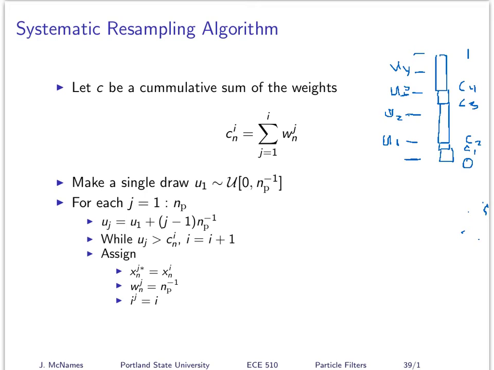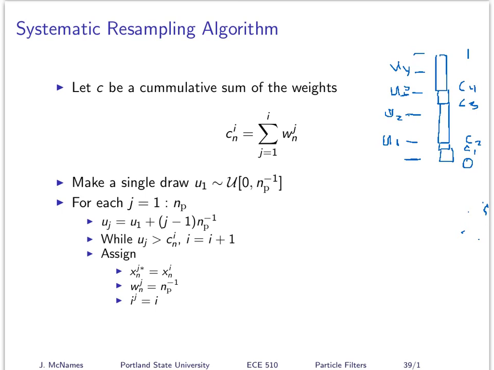Then it goes to the next U, and it says, is C3 greater than U2, and it is. So it grabs that one a second time. Then it goes to U4, and C3 is no longer bigger, so it goes to C4, and it grabs that one once. And then it might grab this one twice, for example. So it's a nice way of going through and selecting, drawing samples essentially proportional to this, and it's more efficient than the algorithm that I showed you. So this is a nice way of implementing the resampling.